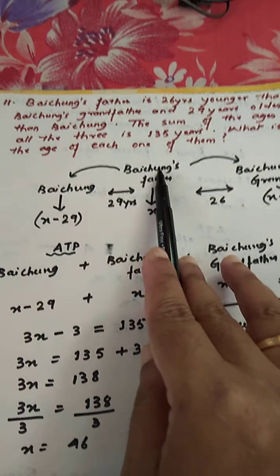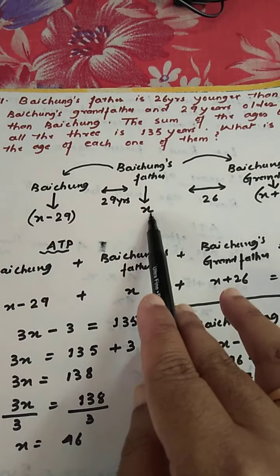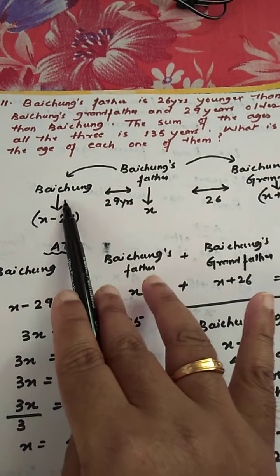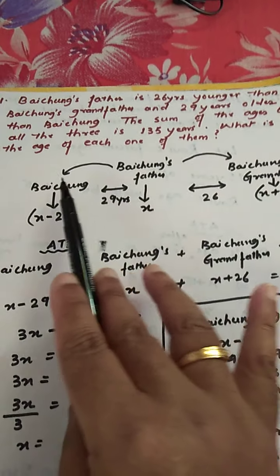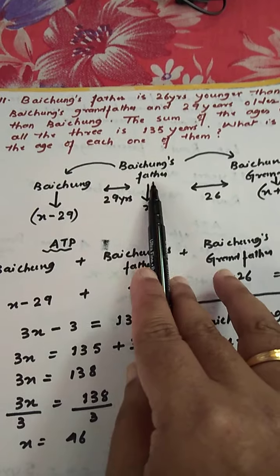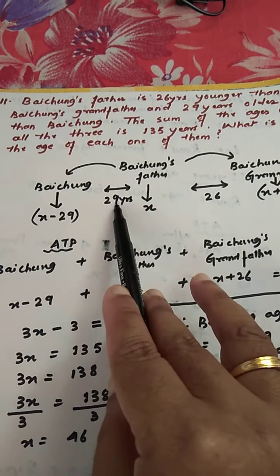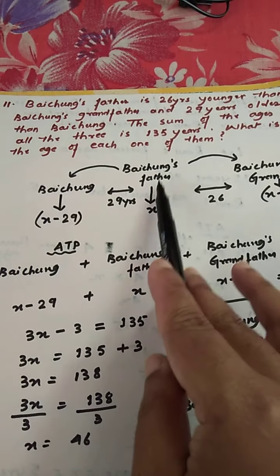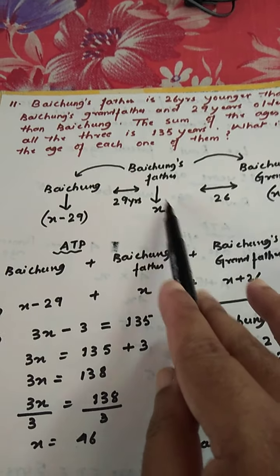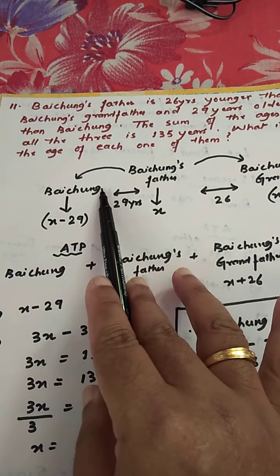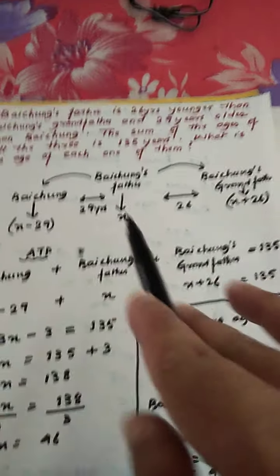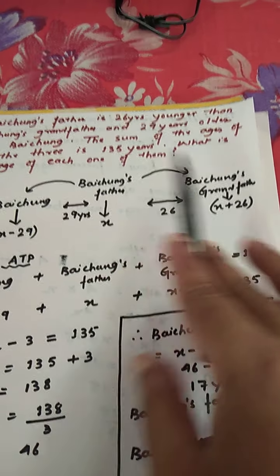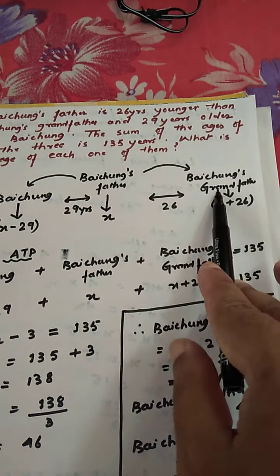Suppose Baichung's father's age is 50. Now I'm asking, what is Baichung's age? We know that Baichung is 29 years younger than his father, so I will do 50 minus 29 and get Baichung's age. But we don't know Baichung's father's age, so we let it be X. So automatically Baichung's age will be X minus 29.